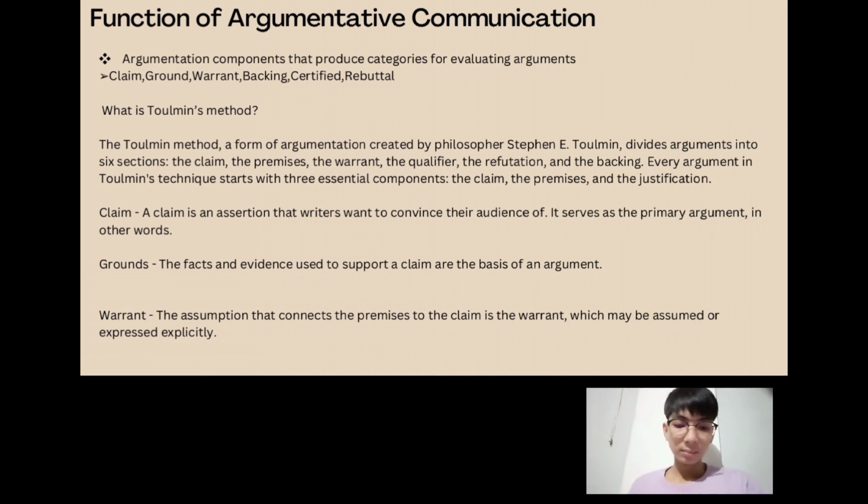Backing. Backing refers to any additional support of the warrant. In many cases, the warrant is implied, and therefore the backing provides the support for the warrant by giving a specific example that justifies it. The qualifier shows that a claim may not be true in all circumstances, with words like presumed. And the last one, the rebuttal, is an acknowledgement of another valid viewpoint of a situation.